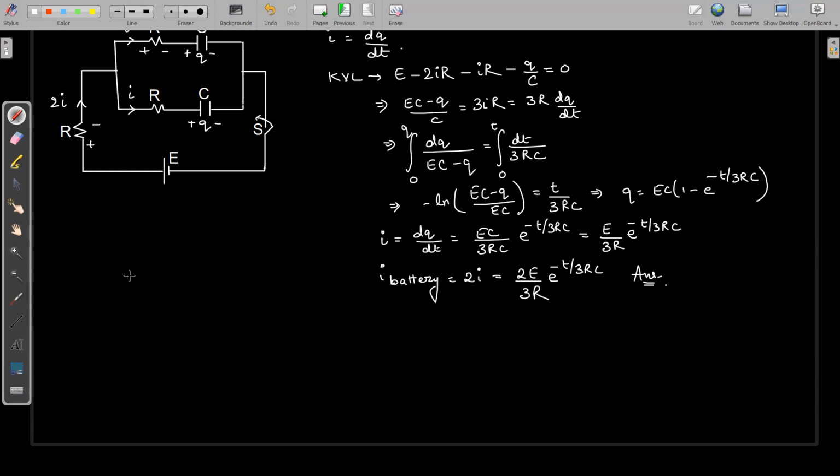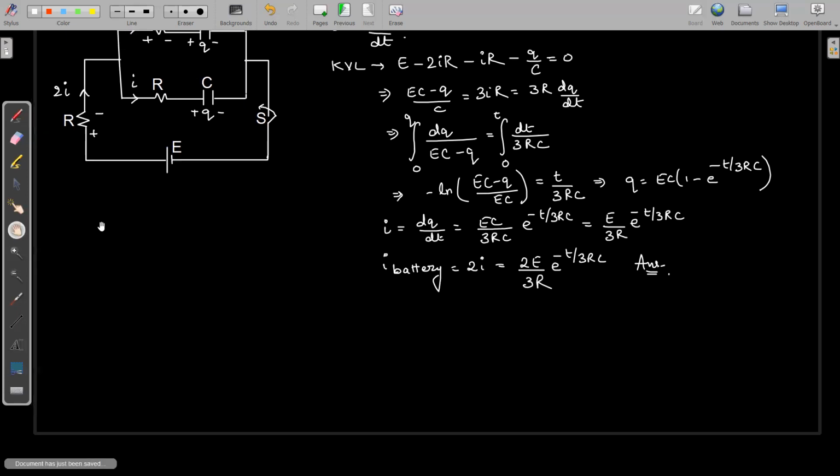In the second part, we are asked that if I close the switch K at t equal to 3RC and open the switch S at t equal to 3RC, what will be the total heat loss? So let us first find, at t equal to 3RC, what is the charge on the capacitors? In this expression, you just put the value of t equal to 3RC. The charge will be EC times (1 minus 1 by e).